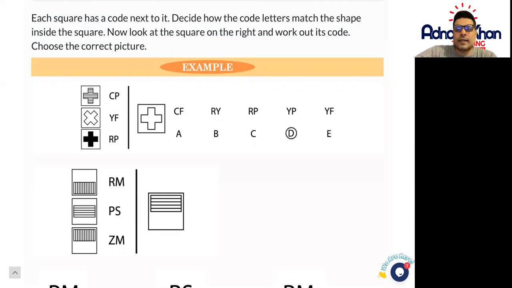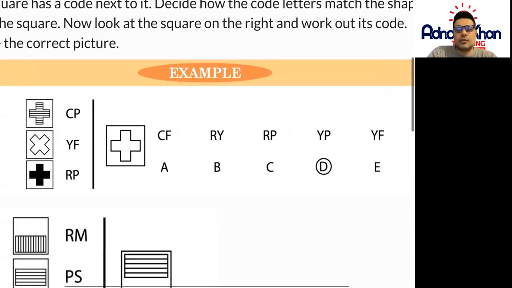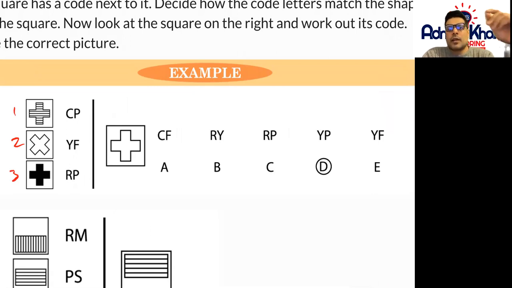Okay, so let's have a look at the example question first of all in front of us, and we'll show you how this works. You've got 1, 2, 3 boxes, each with an individual code next door. Now we need to work out what these codes actually stand for. The first thing that we do is look for a common pattern within the codes. So what's common about these 3 codes?